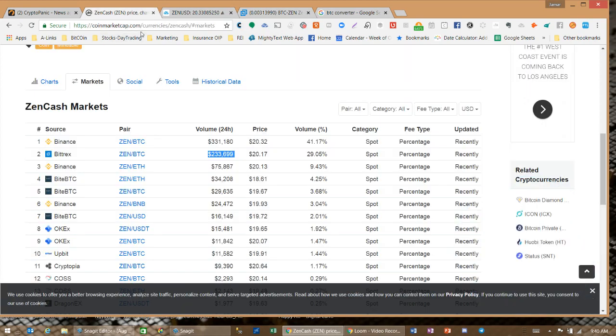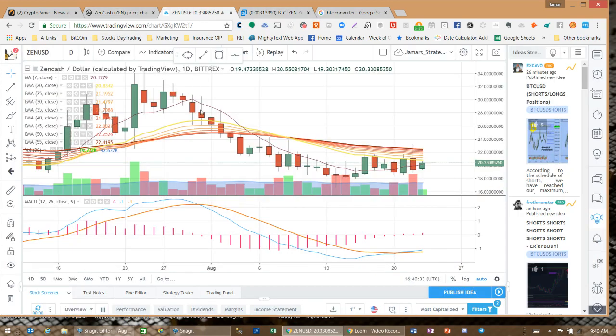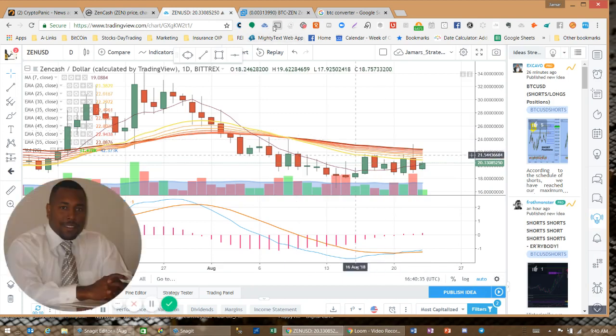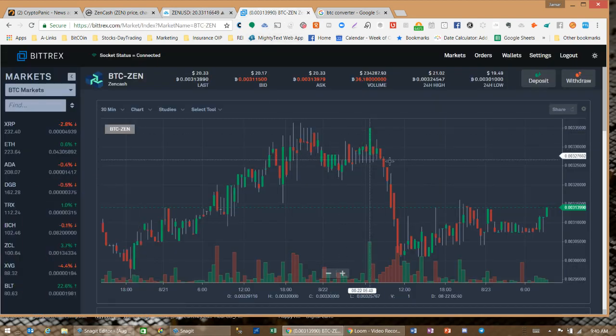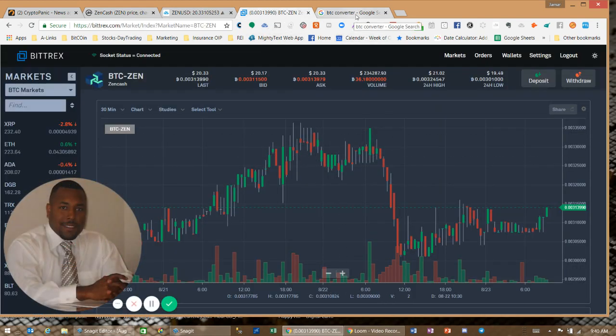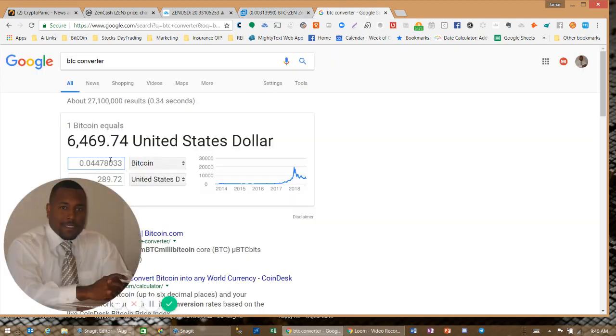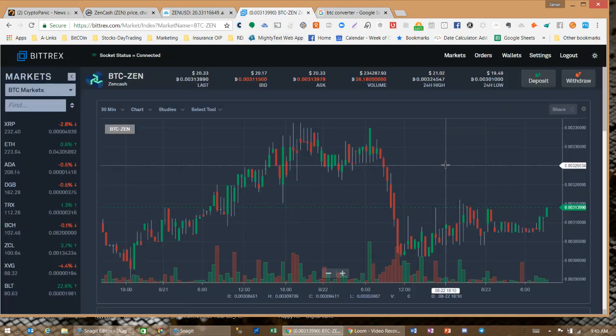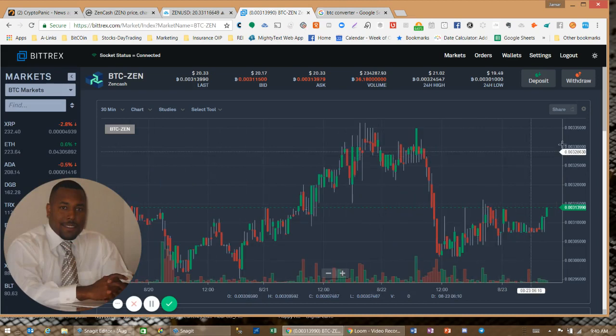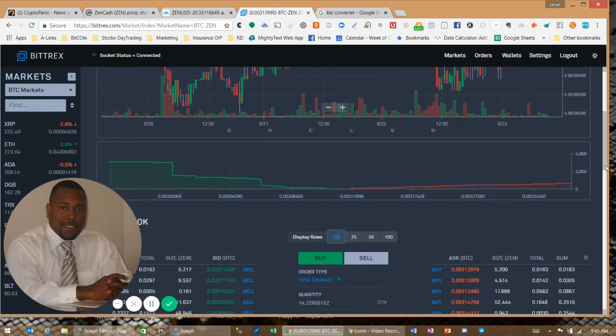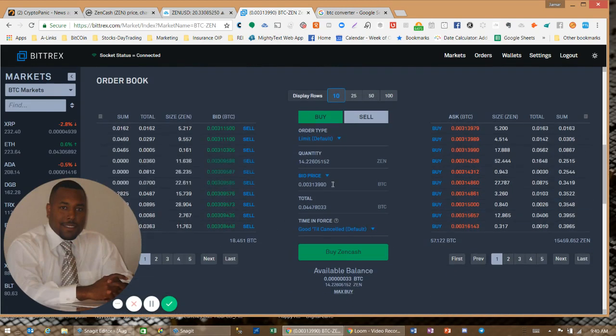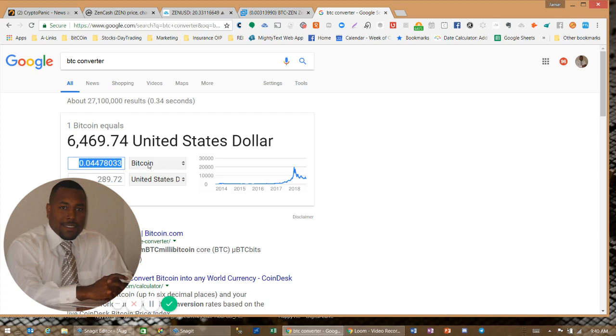So you're going to use CoinMarketCap. You have a trading chart. You have your exchange. If you're really new, you're going to use a BTC converter, so you'll know exactly how much you're paying. If you're used to dollars, these numbers may get hard for you to look at, Bitcoin and Satoshis.